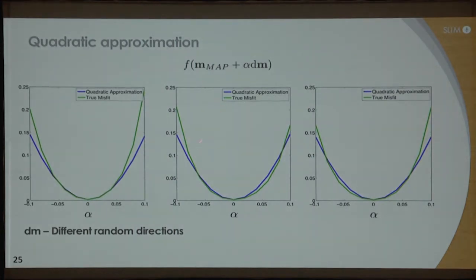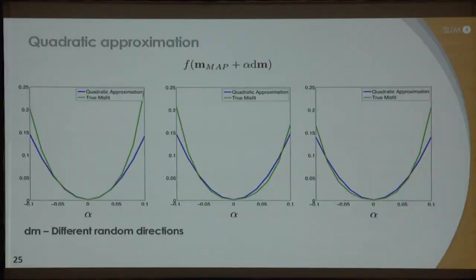So this figure is trying to show that actually the quadratic approximation at the MAP is quite a good approximation to the original misfit function. Basically, we select these three figures as three different directions around the MAP point, and we calculate the misfit function along the directions. The blue one is the quadratic approximation, and the red one is the true misfit. So we can see that around the MAP, the quadratic approximation is still quite nice, which means it's something that we can use to approximate the behavior of the misfit around the MAP.